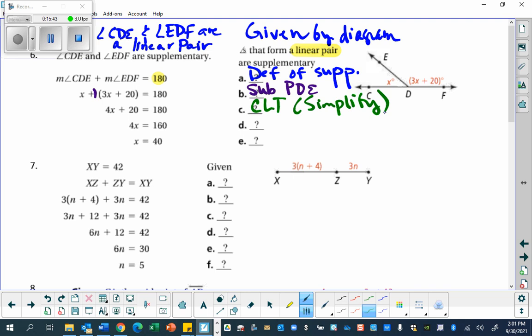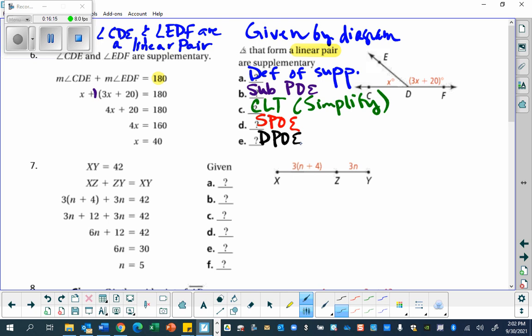I subtracted it. I subtracted it from 180 from both sides. So my subtraction property of equality says, sure, you can take 20 away from each side. Notice the difference between subtraction property of equality and substitution property of equality. Not the same thing. Sully, how did I get x is equal to 40? What's my last step? You divide 160. Yeah, so I did the division property of equality.